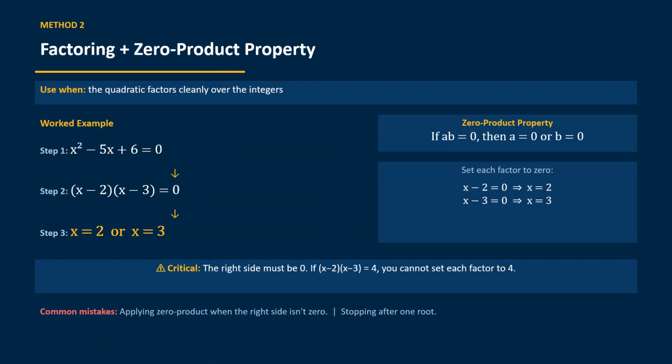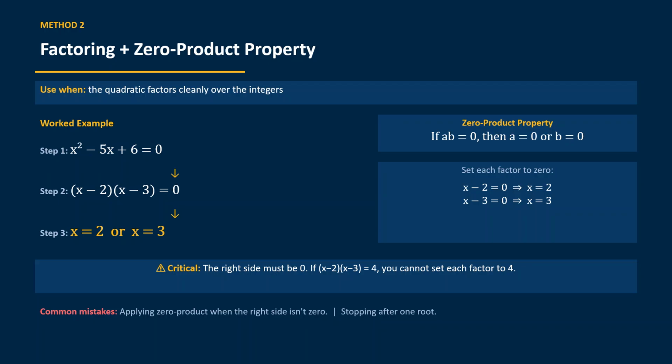Method 2. Factoring with the zero product property. Use this when the quadratic factors neatly into 2 binomials. The zero product property says, if the product of 2 factors equals 0, then at least one of the factors must be 0. Let us work through x squared minus 5x plus 6 equals 0. We factor the left side into x minus 2 times x minus 3 equals 0. Setting each factor to 0 gives x equals 2 and x equals 3.